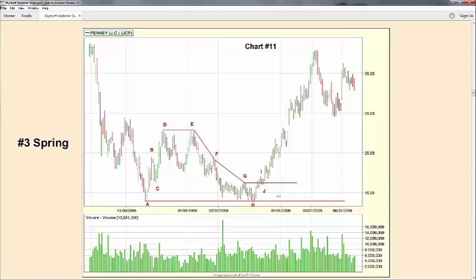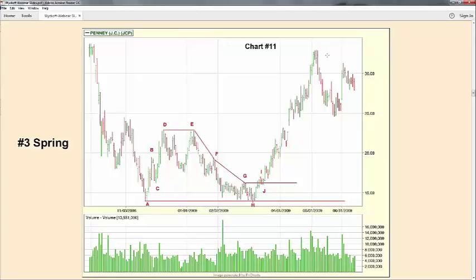So as it reacted, and it reacted slowly, slowly, slowly, on much duller action, then it came down and slightly penetrated support at point H and then began to rally. Rallied to point I, put in a last point of support at point J, and then off it went.